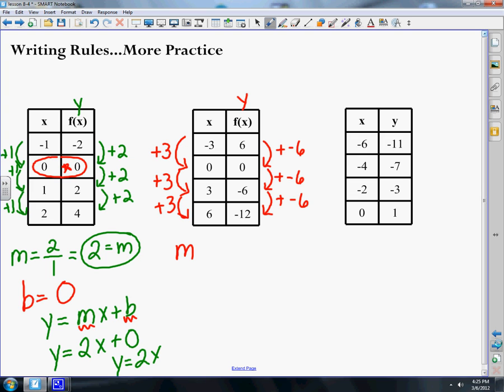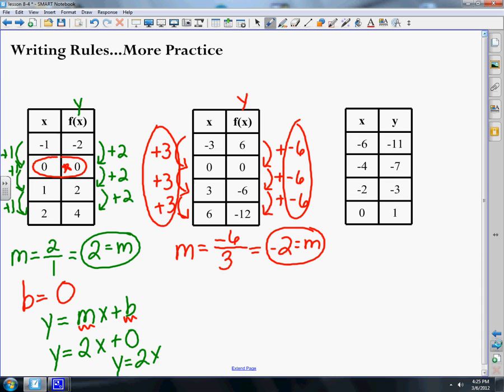So when calculating the slope, it's always the change in y, or f of x, which in this case here we see is -6 over the change in x, which we see is +3. When we divide that, we get a slope of -2. I'm going to circle that for later. Now, the next thing we need to find is the y-intercept. Remember, we always look for when x is 0, and the y value when x is 0 is going to be the y-intercept. And in this case, it's 0 again.